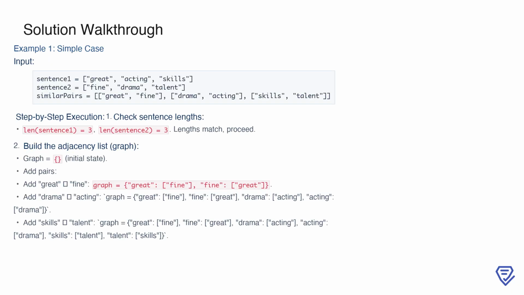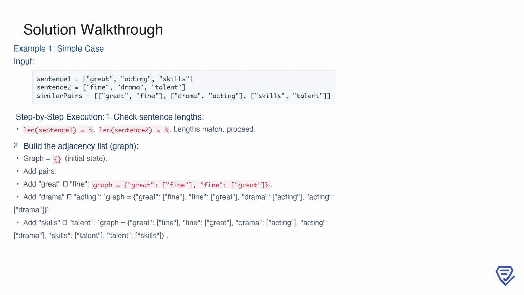In this first example, we are tasked with determining whether two sentences, sentence 1 and sentence 2, are similar based on the given pairs of similar words. The input sentences are great acting skills and fine drama talent, and the similar pairs establish relationships between certain words. The first step in solving this is to compare the lengths of the sentences. Both sentences have a length of 3, so we proceed.